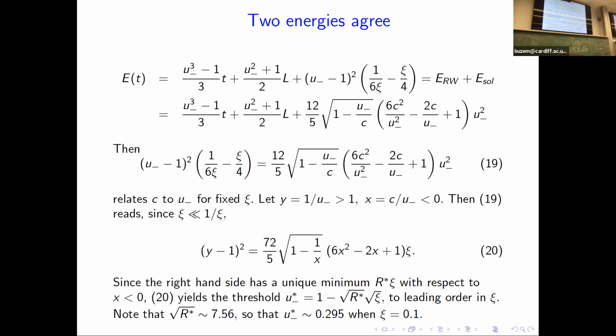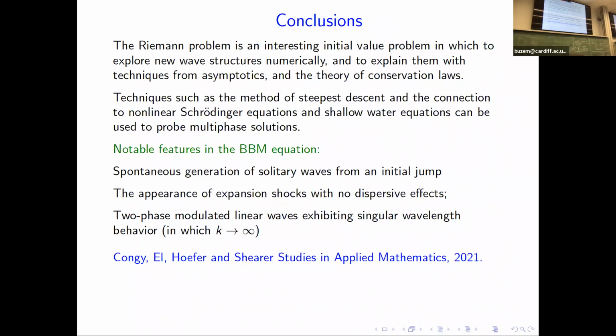And so we can get the threshold by observing that minimum. There's U minus star. That's the leading order in C. And so we get an estimate of U minus, the threshold, at 0.295. And C is equal to 0.1. Okay, so it's really just calculated from the energy in two different ways. We have to calculate two quantities. I haven't shown you how we calculate C, but it comes from the threshold for U minus.